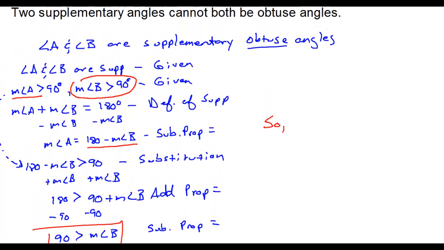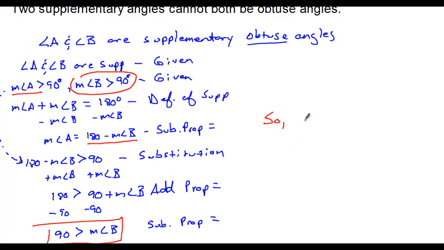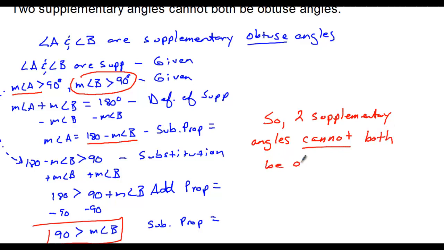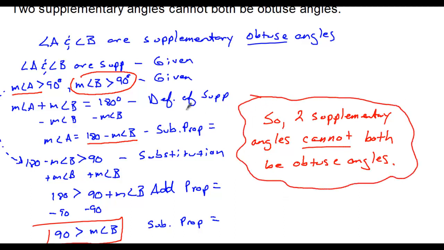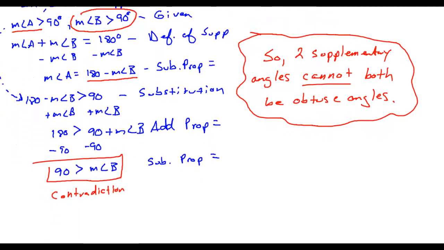So my original statement is true. So two supplementary angles cannot both be obtuse angles. And I'm done. Okay? I proved it. I tried to do it, right? I tried to make it happen. Couldn't do it. So now we're going to move on.